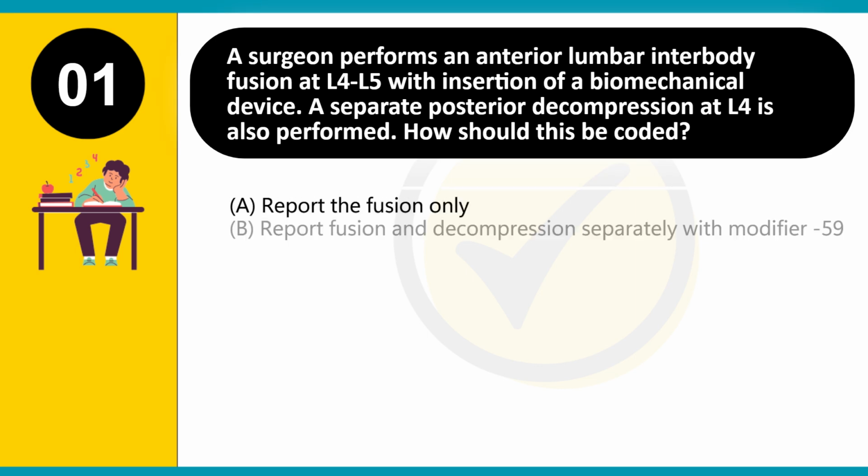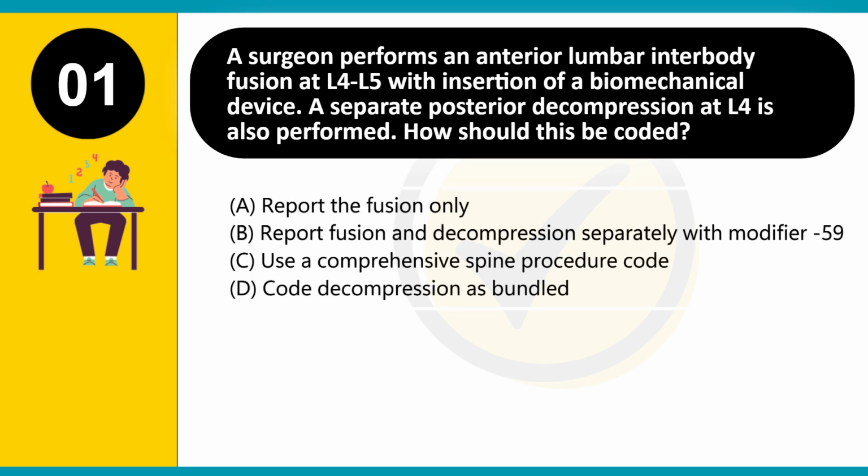A surgeon performs an anterior lumbar interbody fusion at L4-L5 with insertion of a biomechanical device. A separate posterior decompression at L4 is also performed. How should this be coded?